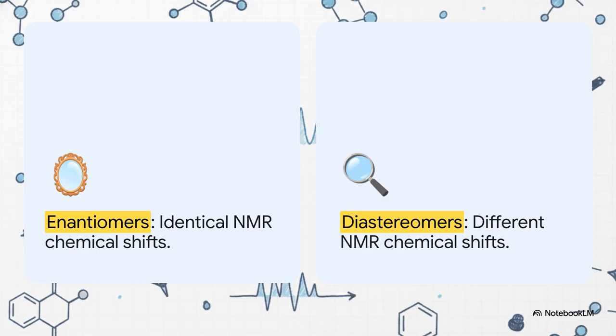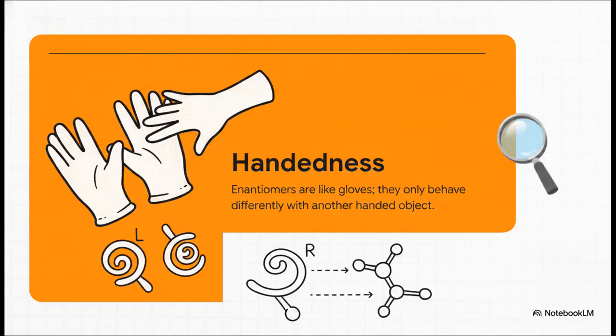To really picture this, think of these chiral molecules as a pair of identical left and right gloves lying flat on a table. They take up the same space, they look the same. You can't tell which is which just by weighing them. You need a handed object, like your right hand, to interact with them. Your right hand slides perfectly into the right glove, but definitely not the left. It's the same in chemistry. We have to introduce a handed chemical environment to force these invisible enantiomers to reveal themselves.